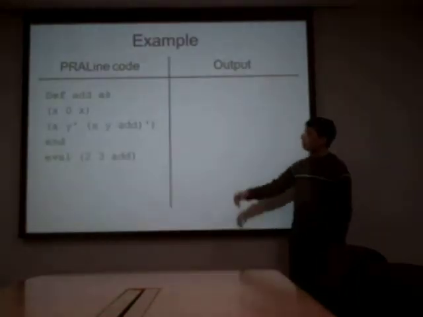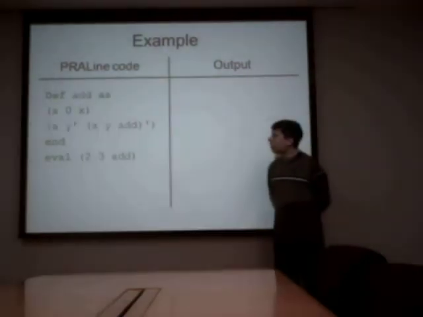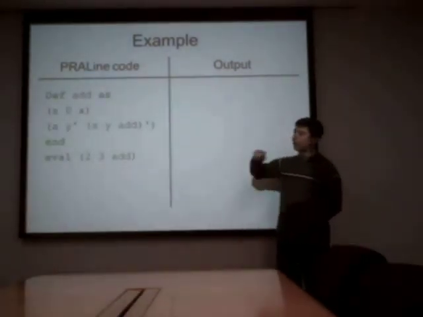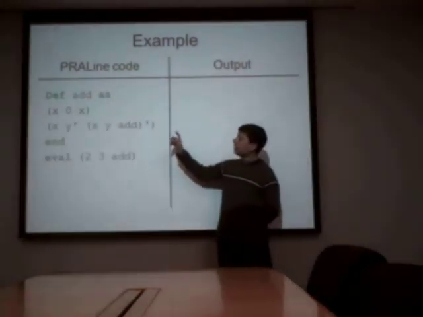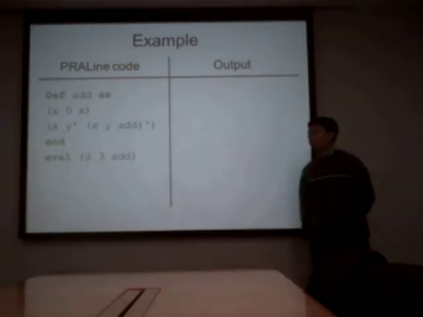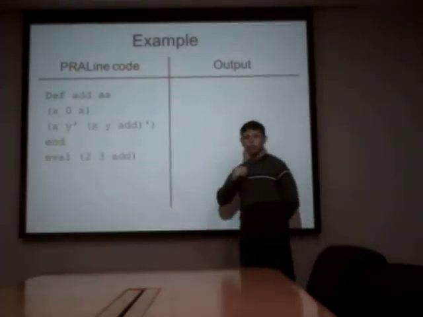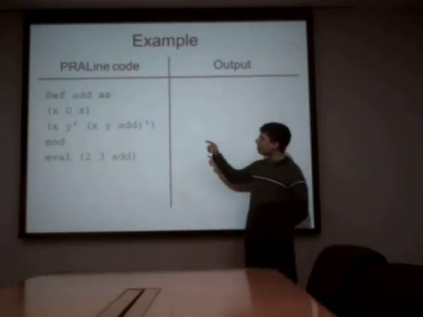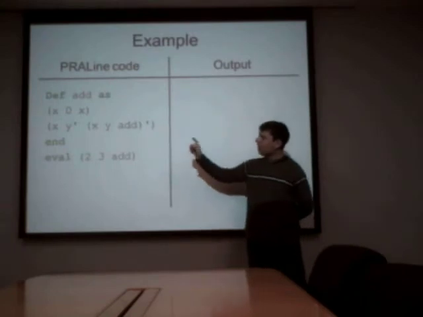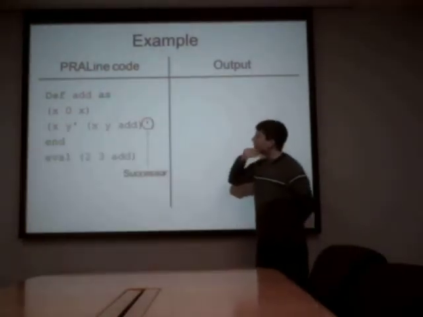So here is some example PRALine code. It defines the addition function. The way we define functions in PRALine is using something called relational notation. So we define the relation add to contain tuples (x, 0, x), which basically means x plus 0 gives you x, and also to contain tuples where x plus y plus 1, so where the tick means successor, x plus y plus 1 is the same as x plus y plus 1. Right, so the tick just means add 1.